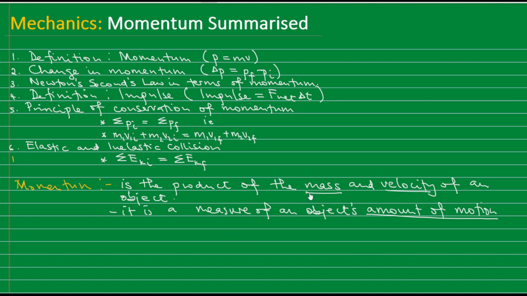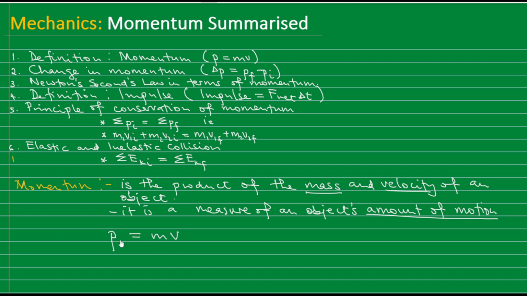Meaning that when the mass of an object increases, it is not easy to stop that moving object, as well as the velocity of an object increases. When the velocity of an object increases, it's not easy to stop that moving object. So momentum is symbolized by the letter P. We use P, and the formula that we use is P is equal to m times v, meaning that momentum is equal to the product of the mass of an object and the velocity of an object.